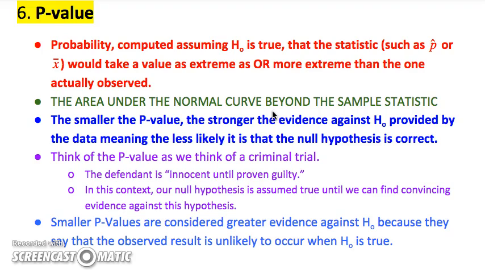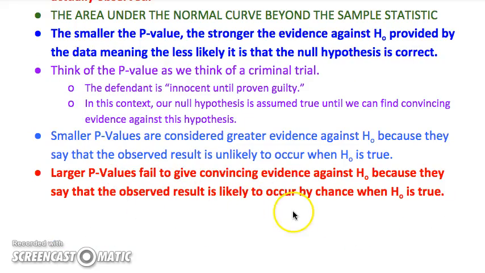The further away p hat is from the null hypothesis in terms of the standard deviation, the smaller the p-value we'd get. Now again, think of it as a criminal trial. P hat is not proving a claim to be true, but it could give strong evidence against the claim. So the further it is, the stronger the evidence. Large p-values don't give convincing evidence because what we're saying is the claim could be true. However, they never prove the claim. They're just saying it could be true.